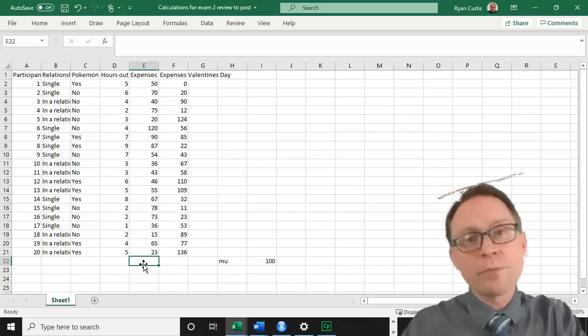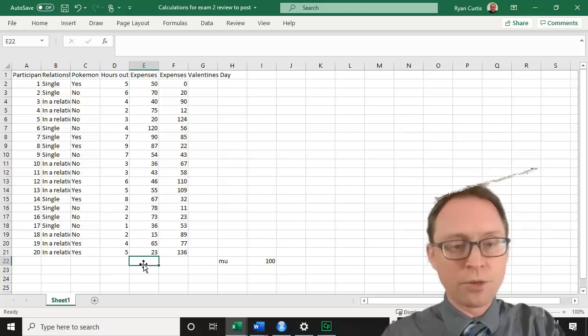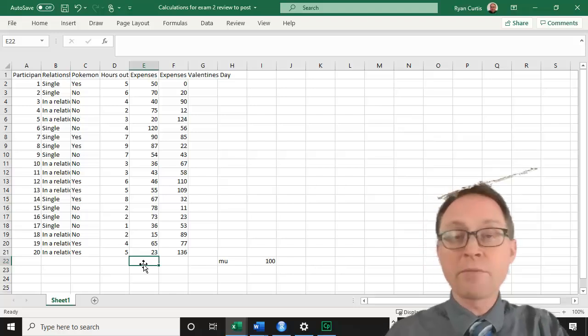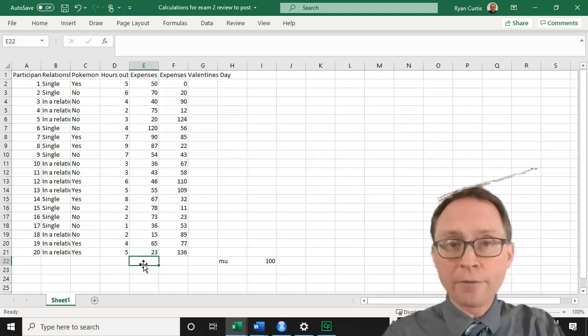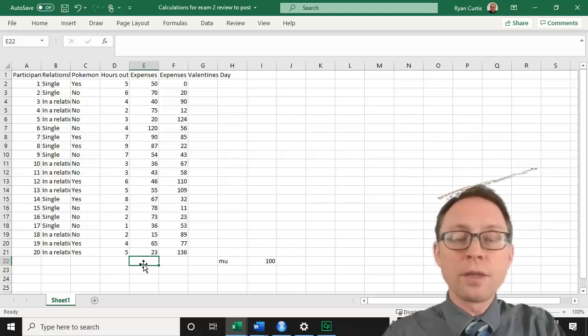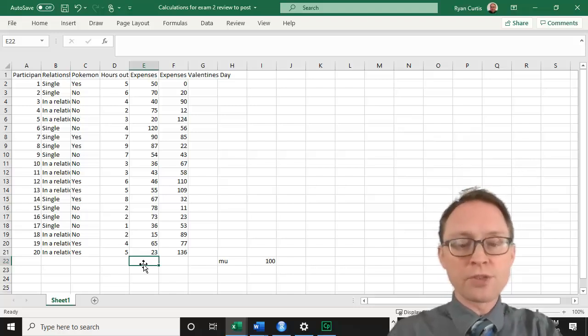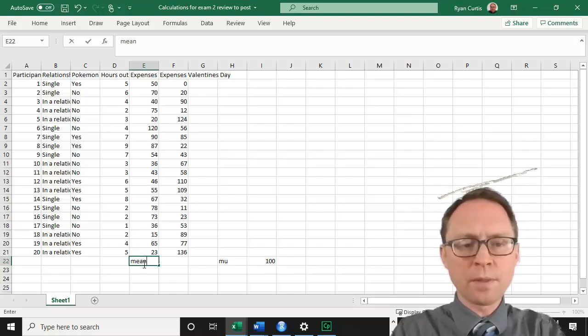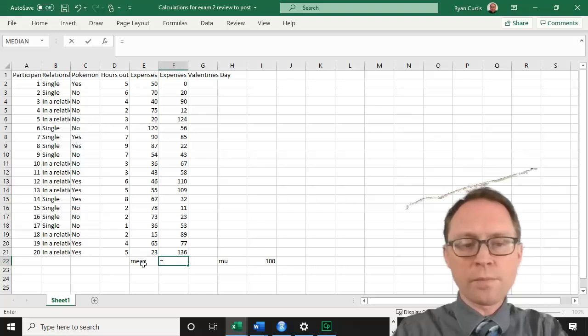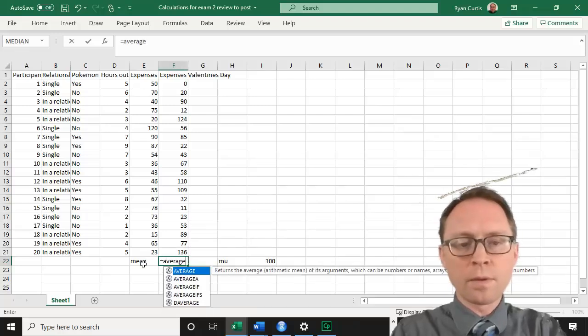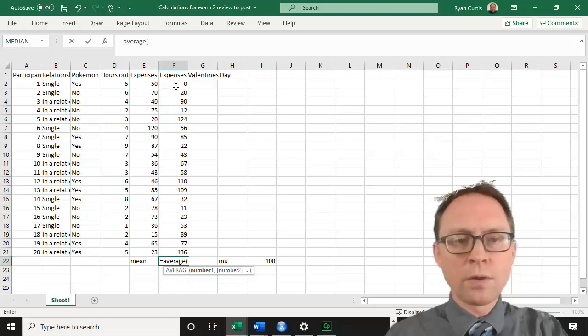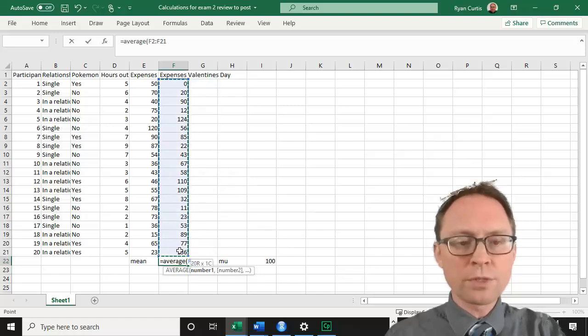I do not have the population standard deviation yet. I don't have it. So I've got to use what I do have, and that is the sample's standard deviation. So let's get the mean and the standard deviation for the sample. So the mean is going to be the average of all 20 of these scores.